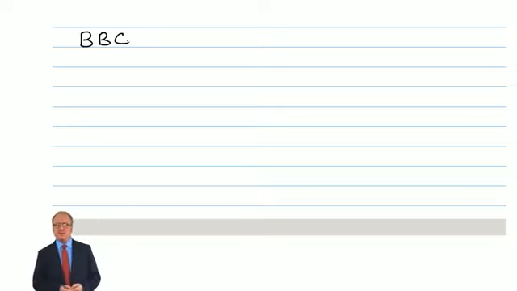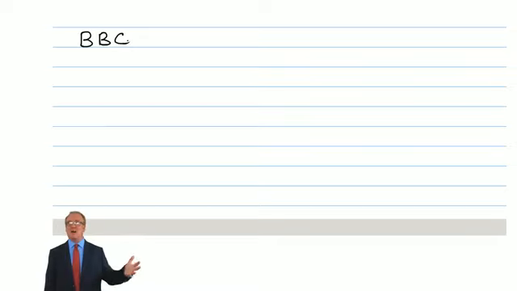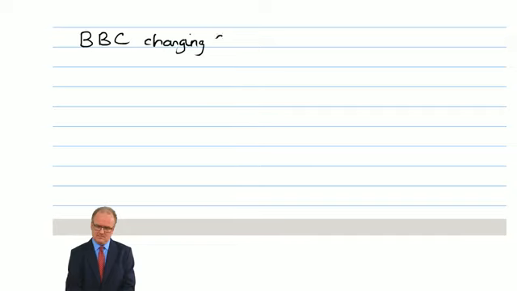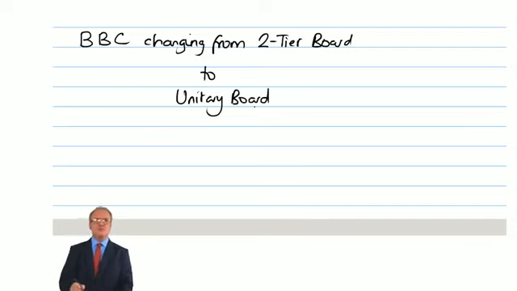It's part funded by the government, part funded by people in the UK who have to pay a licence fee to be able to have a television service. And the BBC is changing from a two-tier board to a new unitary board. Not the sort of change you see happen very often.